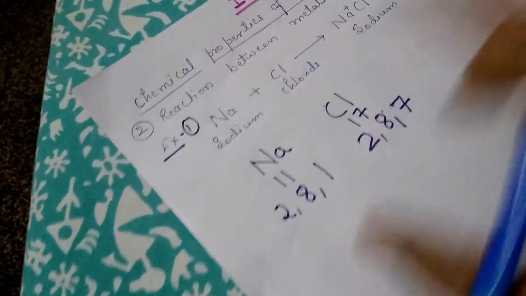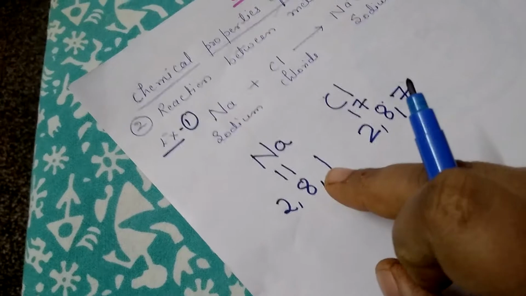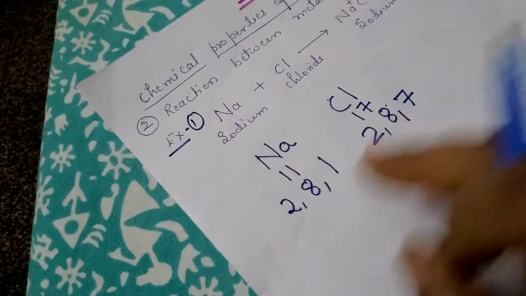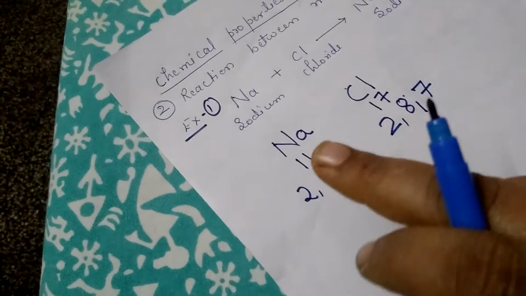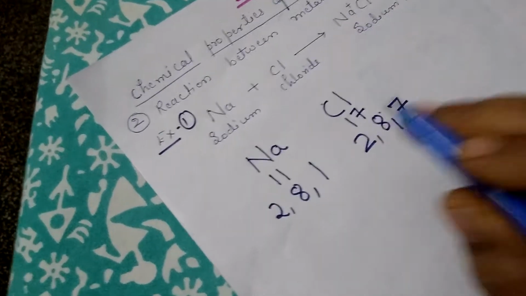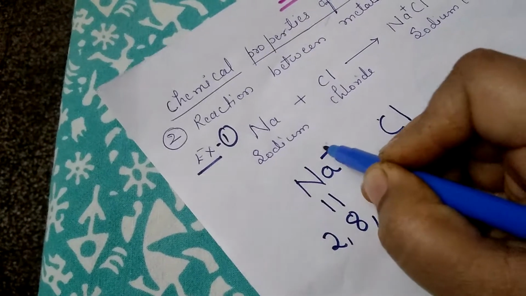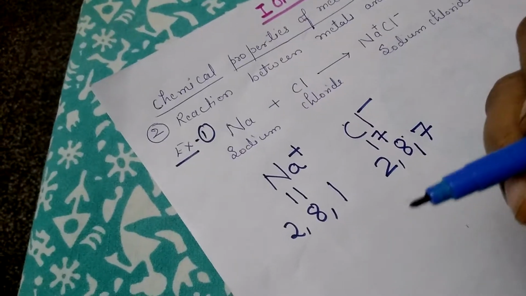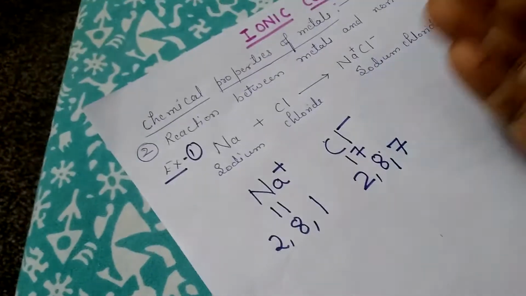Either sodium will give this 1 electron and complete its last orbit, or it will take 7 electrons. But for an element to give 7 electrons or to take 7 electrons is very difficult. They can't accept 7 electrons. And chlorine requires 1 electron to complete its octet. That's why sodium will give its 1 electron and chlorine will accept that electron. For 1 electron, it is easy for an element to give and to take.